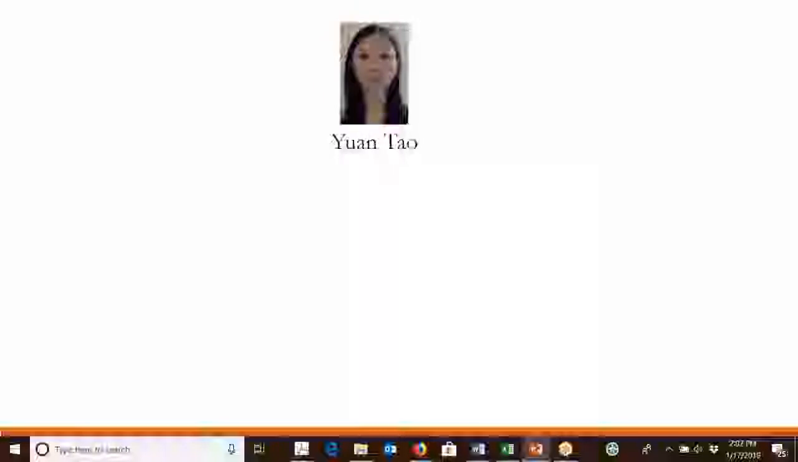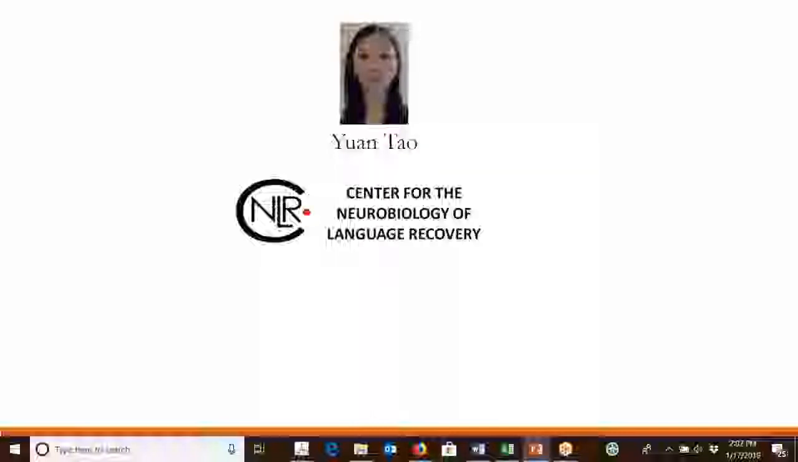The work that I'm going to talk about today was carried out by a postdoc in my lab, Yuan Tao. It's carried out under the auspices of the Center for the Neurobiology of Language Recovery, which is an NIDCD-funded P50 that involves my lab and is headed by Cindy Thompson at Northwestern and her group, and Todd Parrish's group at Northwestern also, Swathi Karan at Boston University, and David Kaplan at Harvard and MGH.